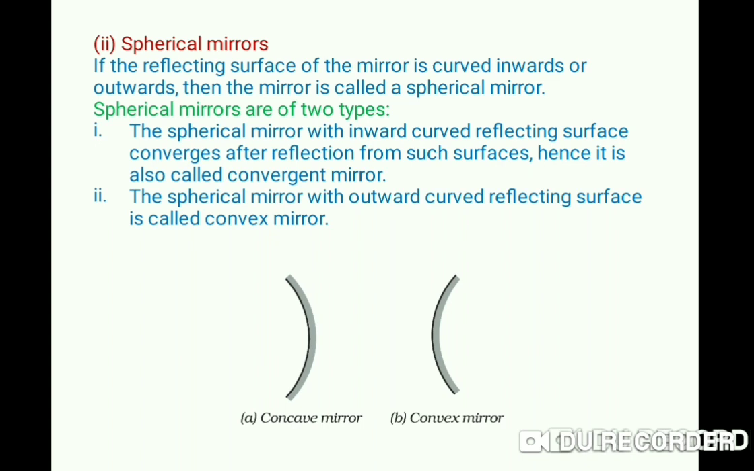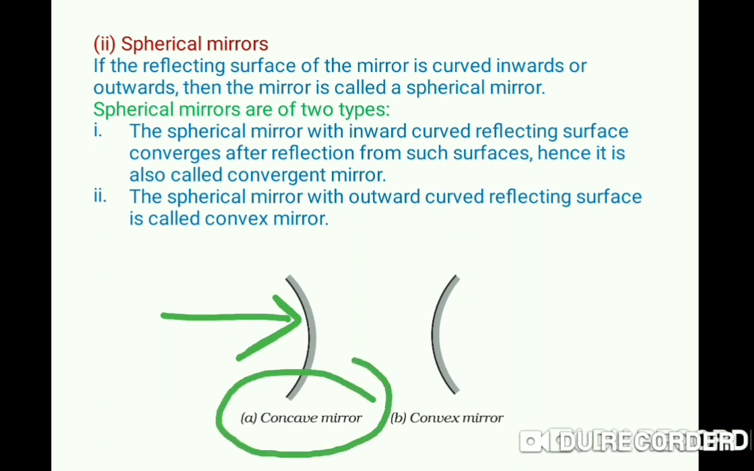First, the spherical mirror with an inward curved reflecting surface converges light after reflection from such surfaces, hence it is called a convergent mirror or concave mirror. See in that diagram, they are polished on the outer edge. So this inward surface is said to be the reflecting surface. Then it is said to be what? Concave mirror.